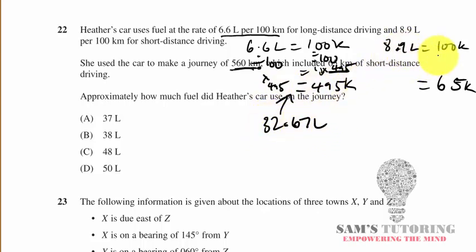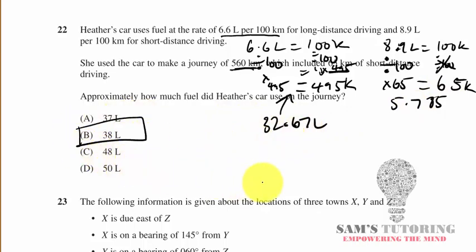Let's do this one. How do I get this into the number 1? I divide by 100. You just start doing it on here: divide this one by 100, then times by 65. That gives you 5.785. Add 5.785 with 32.67, and it looks like it's going to be close to 38. Okay.